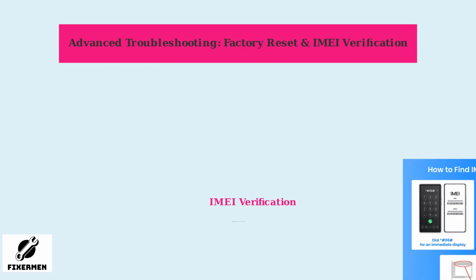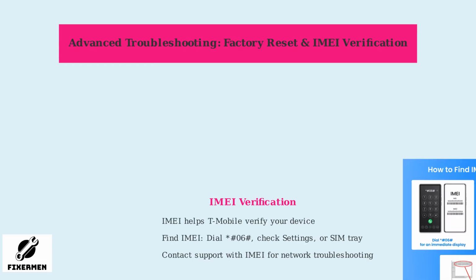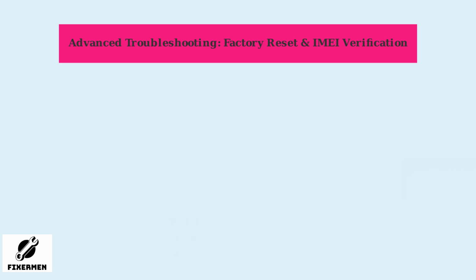If problems continue after reset, verify your device's IMEI number. The IMEI is a unique identifier that helps T-Mobile troubleshoot network-specific issues. You can find it by dialing 06 on your phone, checking the About Phone section in Settings, or looking at the sticker on your SIM card tray. Contact T-Mobile support if issues persist. Their virtual assistants use AI for rapid diagnosis, often resolving problems in minutes. Call 611 or visit the website, provide your IMEI number, and describe the specific hotspot problem you're experiencing.